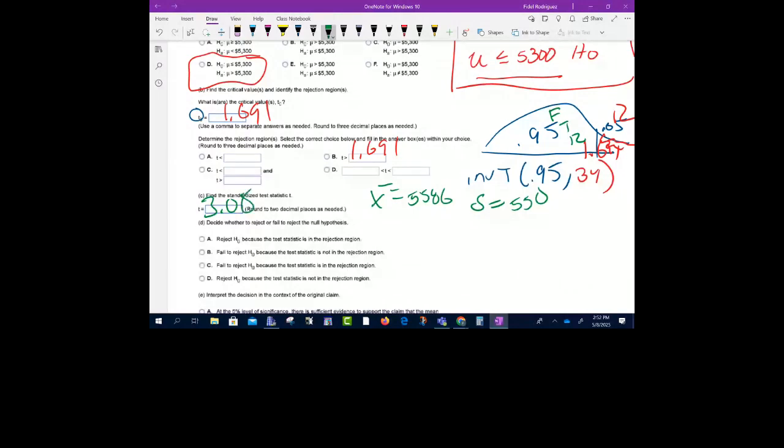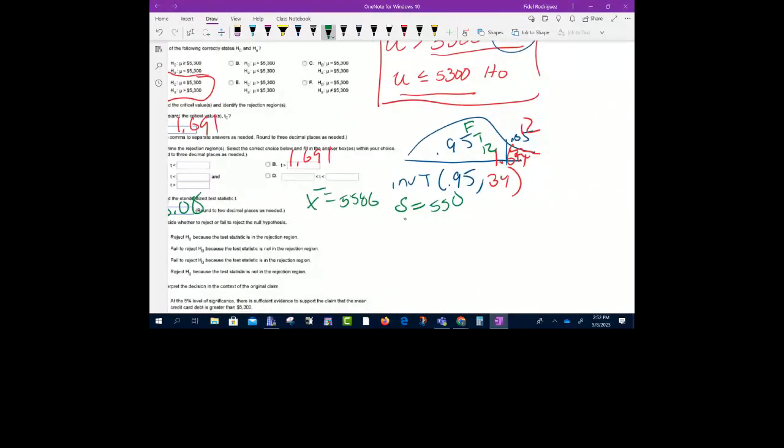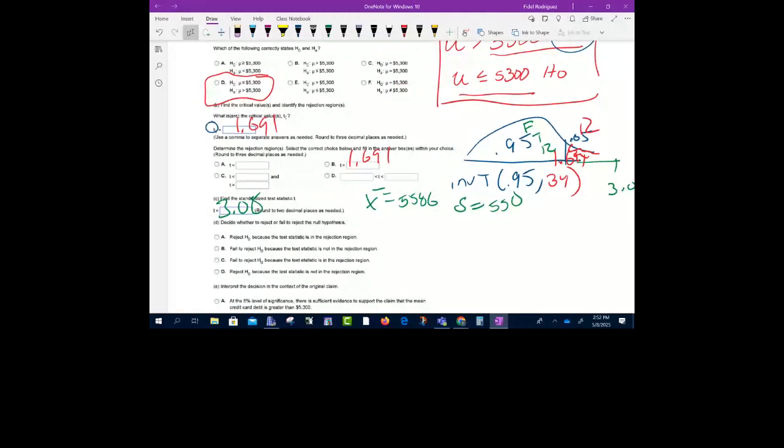So 3.08 is over there. We are in the rejection region. Since we fell in the rejection region, we're going to reject the null hypothesis. Now we have to figure out what all this means.